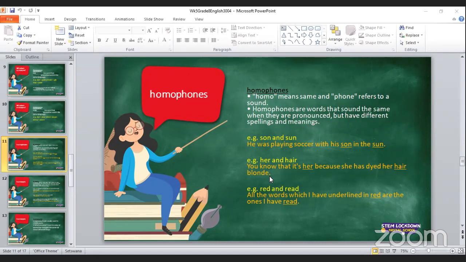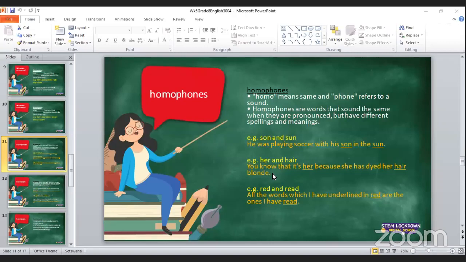They do sound the same. When I read them now, they sounded the same, but if you read my sentence, you will see that they're not written the same, they're not spelled the same, and they mean different things. All right, so there are other homophones.